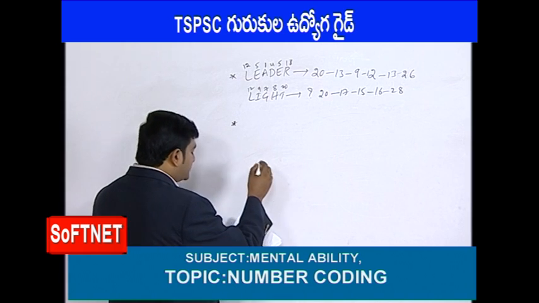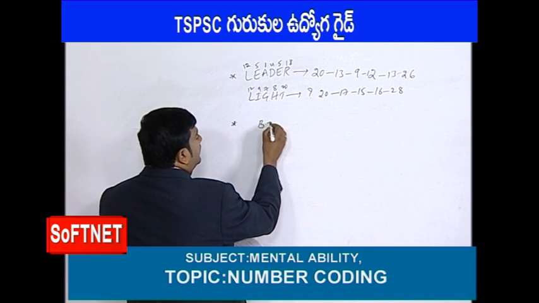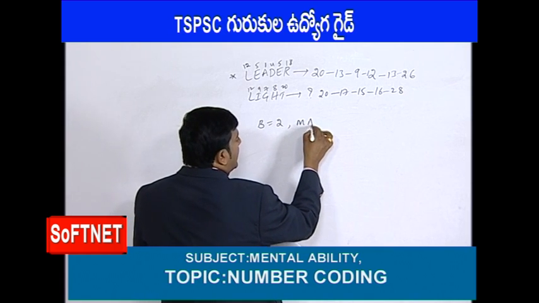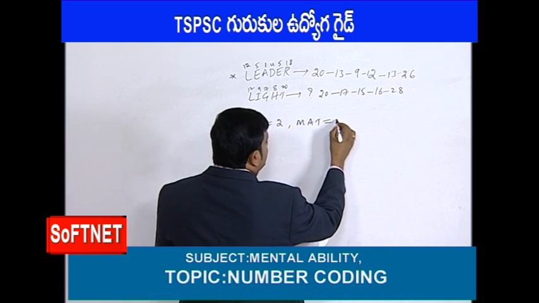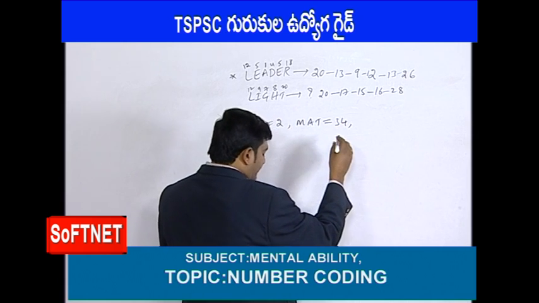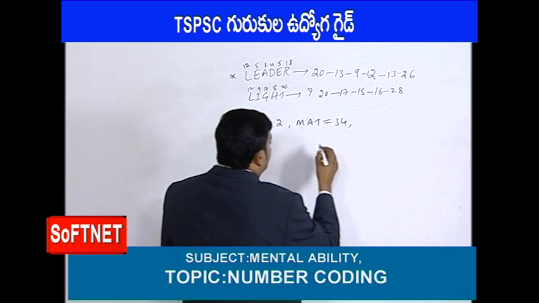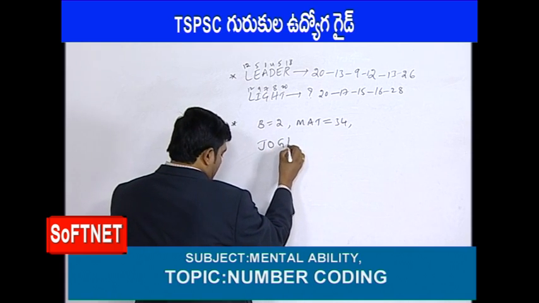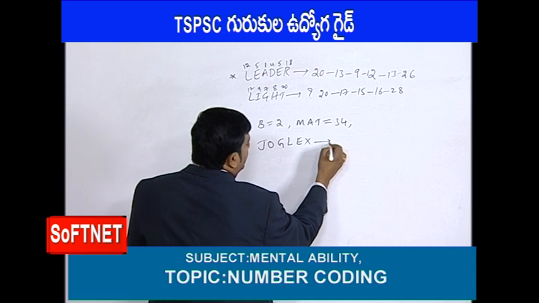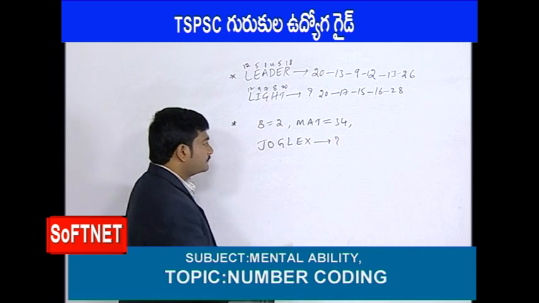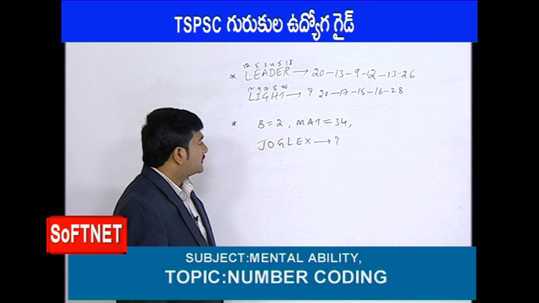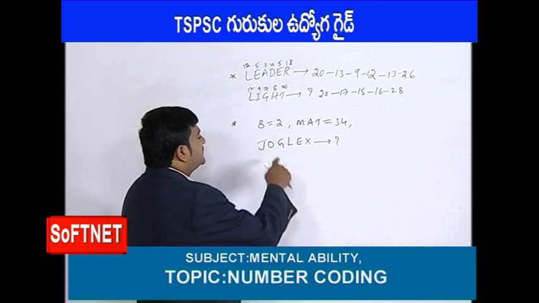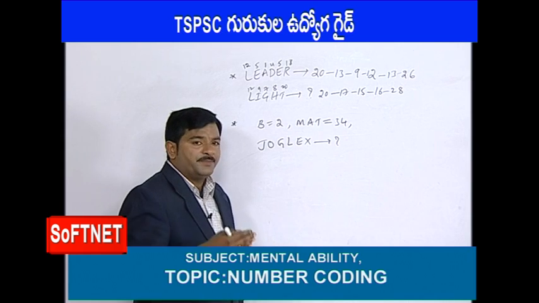Let's say in a certain code language, he mentioned B is equals to 2. Similarly, MAT is equals to 34. Then he asked to find out the code for the word JOGLEX. I repeat, he asked to find the code for the word JOGLEX.